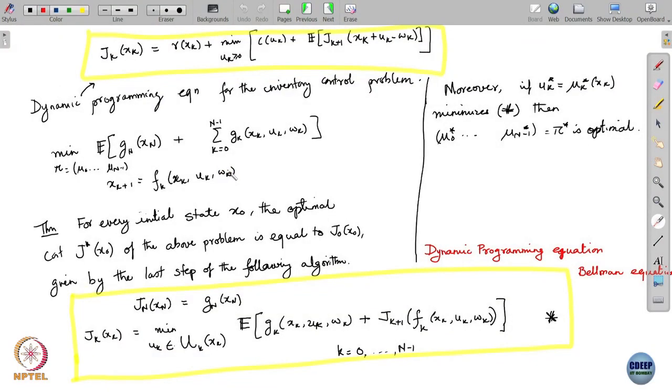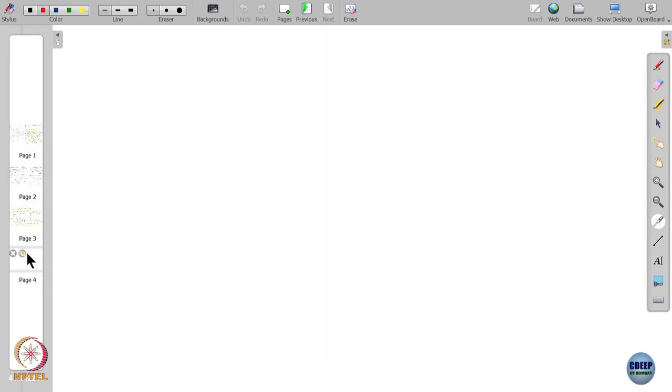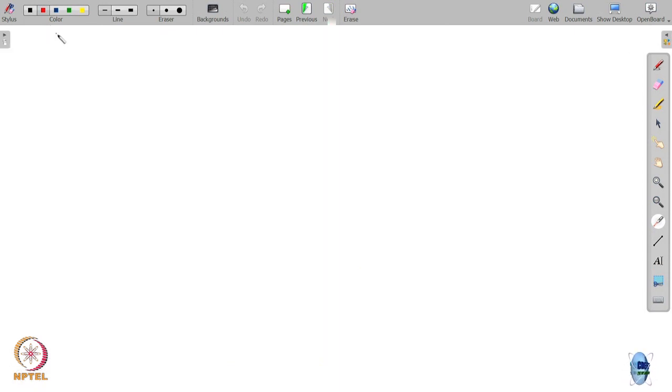Okay. Now, let's now take this specific case. The special case is this. So, now my dynamics are given in this sort of form. I have x_{k+1} given as a function A_k x_k plus B_k u_k plus w_k. And we define this for k equals 0 till N minus 1.